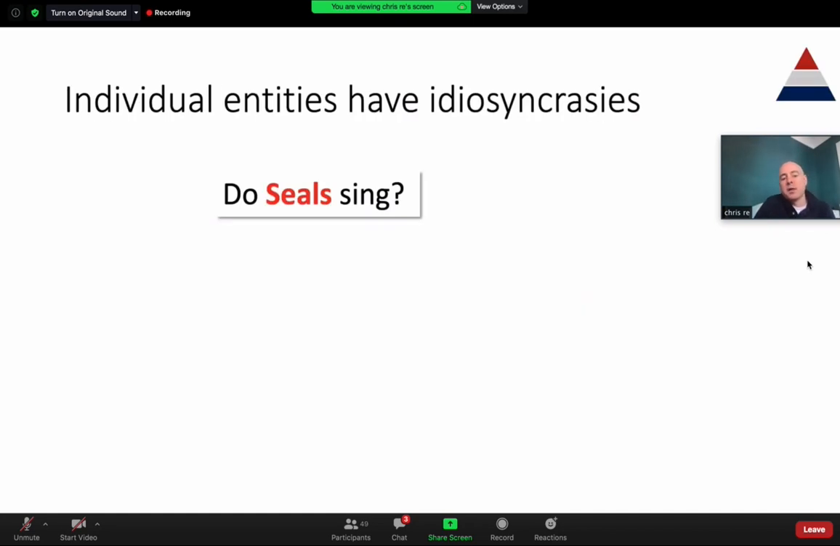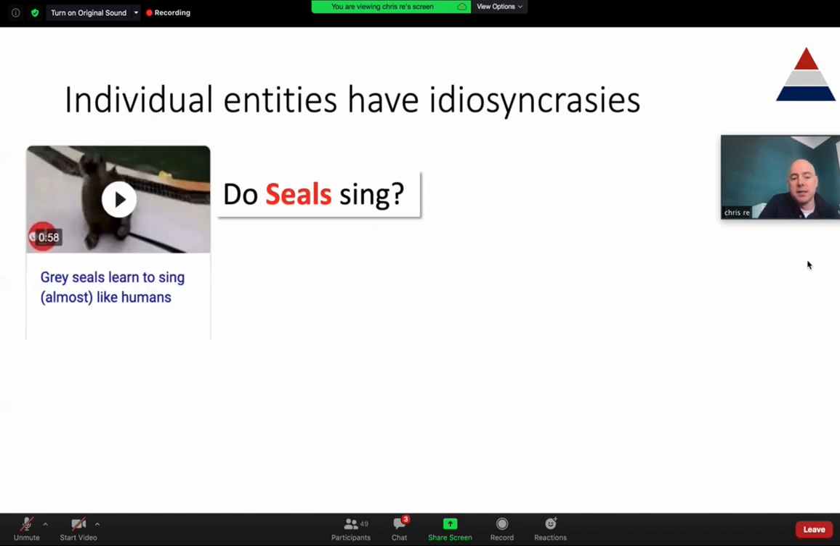So, for example, if you want to say, do seals sing? I don't know, do seals sing? But it turns out that actually one type of seal does sing. A gray seal sings. So here, this is kind of idiosyncratic to that entity, that this is a good disambiguation for that type of seal. This is not a general class or property, potentially, but as I said, it's about this entity.